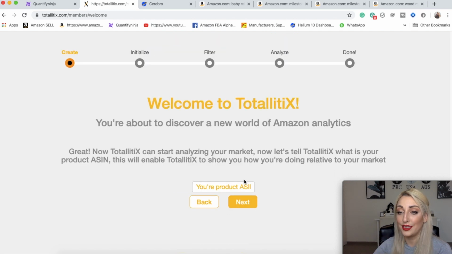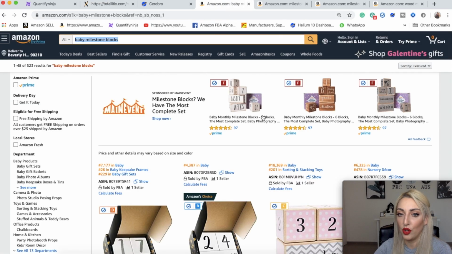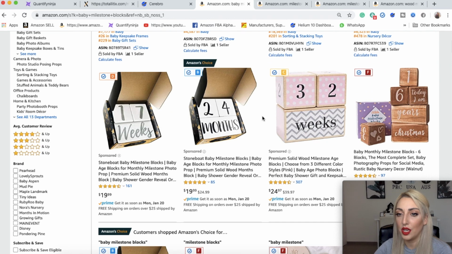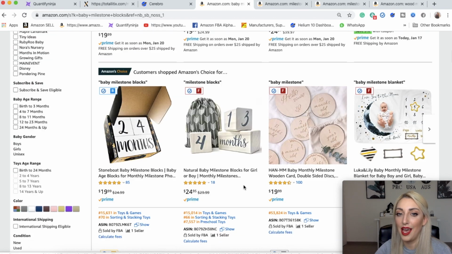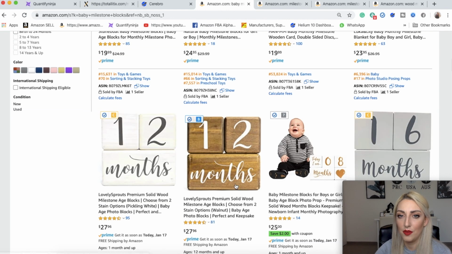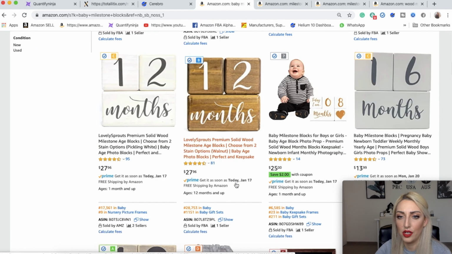So now it's asking me to put in my ASIN. Now I'm not selling this product yet, obviously. So what I'm going to do is go into the main keyword and choose a product that is fairly new, so that I can understand how easy or not easy it is to get some of that market share. So, let's see who I choose.